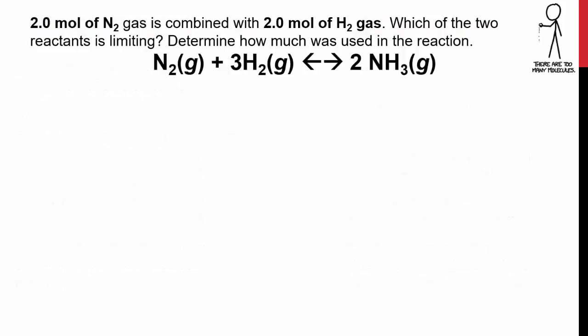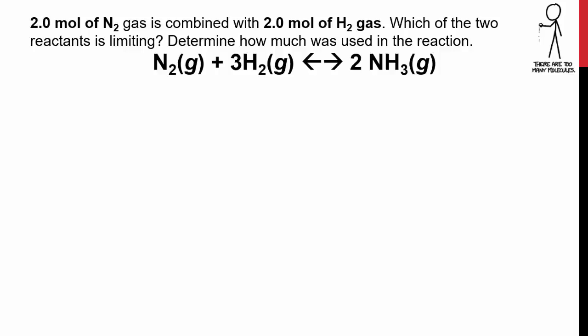So let's go back to that Haber-Bosch process where you take nitrogen and hydrogen to make ammonia. In this situation, you have 2 moles of nitrogen gas combined with 2 moles of hydrogen gas. Which of the 2 reactants is limiting? Which of the 2 reactants is the one that causes your reaction to cease because you physically run out of it? Determine how much was used in this reaction.